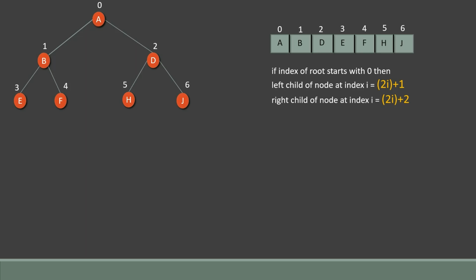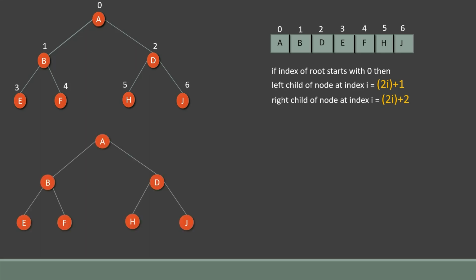Similarly, if I want to get the right child, I'll just replace I by 1 and we'll get the right child of node B, which is at position 1, to be node F, which is at position 4. We can also check it in the tree diagram that the node B is having the left child at position 3 and having the right child at position 4, which is F.